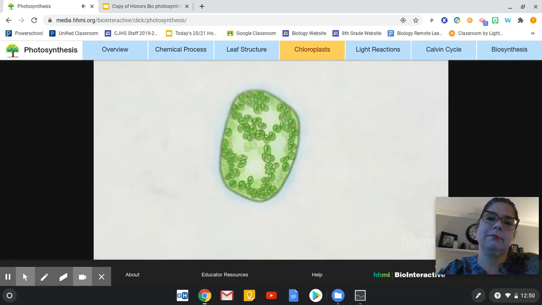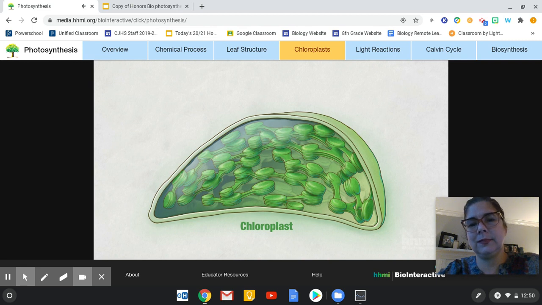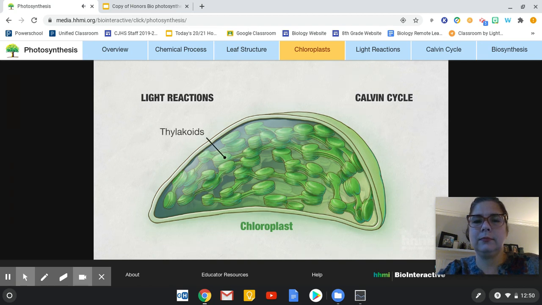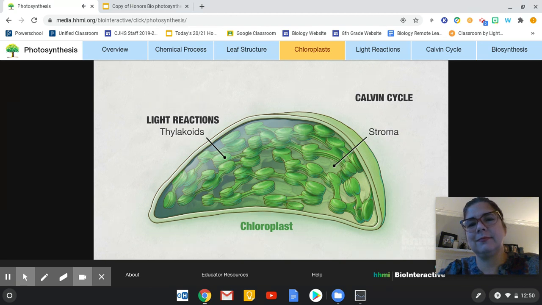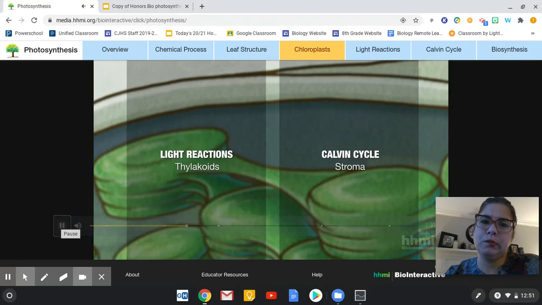Let's take a closer look at a chloroplast, the organelle where photosynthesis takes place. Photosynthesis consists of two sets of chemical reactions, the light reactions and the Calvin cycle. They occur in different regions of the chloroplasts. Chloroplasts contain stacks of membrane-lined discs called thylakoids, surrounded by a watery clear fluid called stroma. The light reactions are carried out by molecules in the thylakoid membranes, and the Calvin cycle reactions by molecules in the stroma. Let's explore these regions and their functions in more detail.